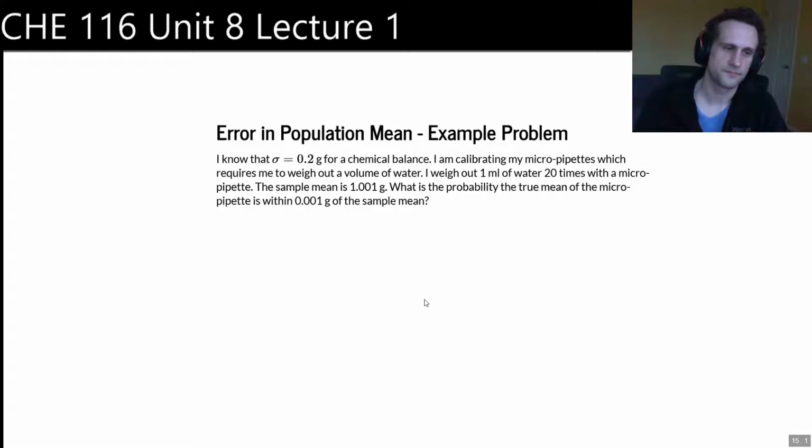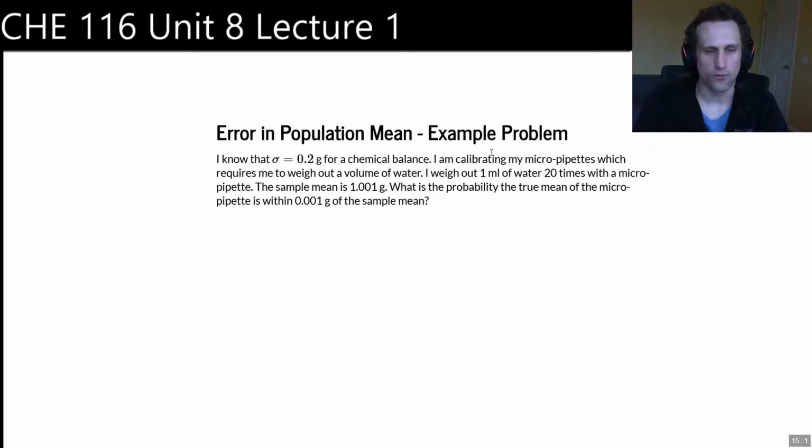Let's see an actual numerical example. Let's say I know, maybe because I talked to my manufacturer of chemical balances, that the population uncertainty is 0.2 grams for a chemical balance. So I have a chemical balance, and in general it has an uncertainty of 0.2 grams. I'm using that chemical balance to calibrate my micropipettes. This is actually a real thing. If you want to calibrate your micropipettes, which is really important in a biochemistry lab, you calibrate them by weighing water. You put water in your micropipette, put it into the chemical balance, and weigh out how much water you got.